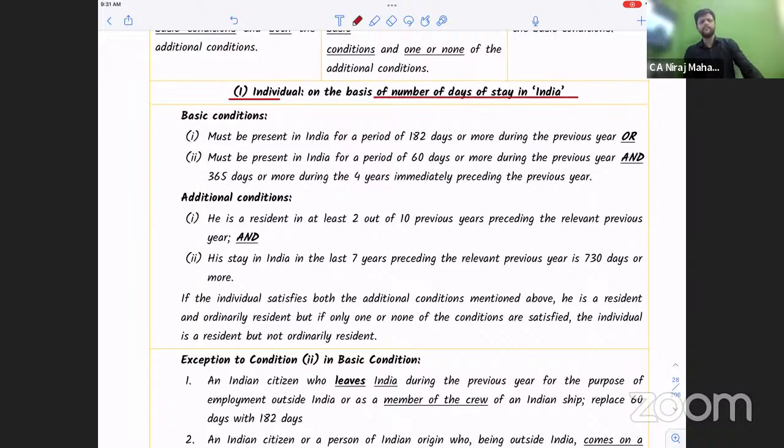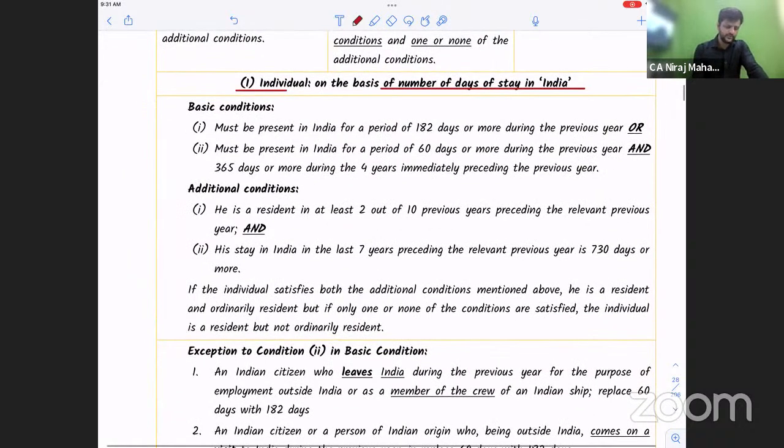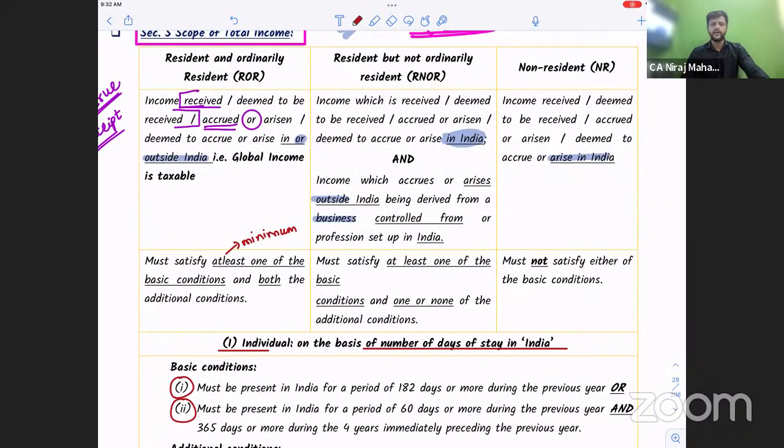How many basic conditions can you see, number wise? We are not going into what they are, just discussing the number of conditions. How many basic conditions are there? 2. And how many additional conditions are there? Also 2. So when will you become ROR? At least one basic condition, but both the additional conditions should be satisfied. Then you are in which category? ROR.